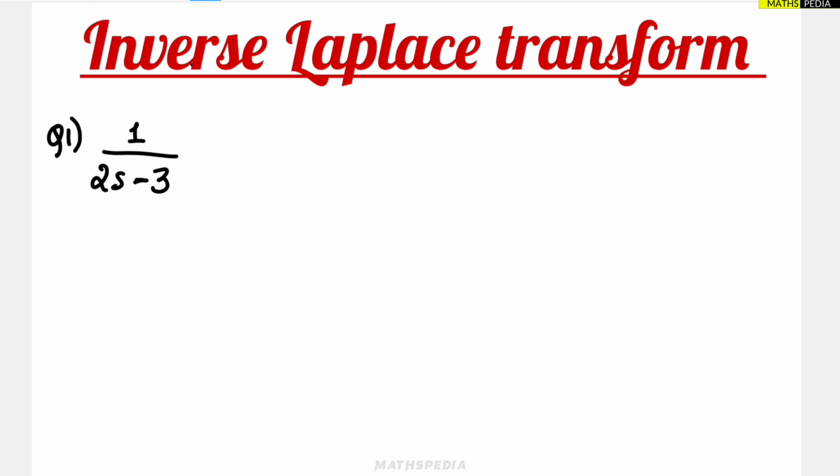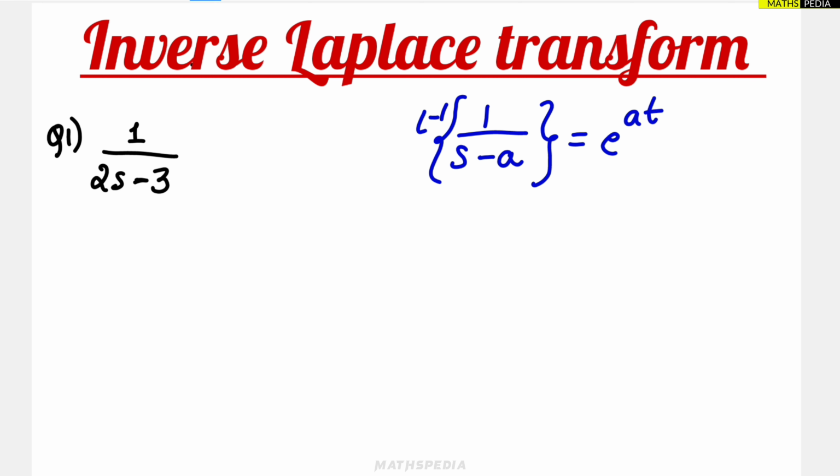If you see this problem, you'll understand it can be related to the 1 by s minus a formula. The Laplace inverse of 1 by s minus a is e power at. Now we have to try to bring it into s minus a form, but 2s minus 3 is not in s minus a form. So whatever the coefficient is, you have to make it 1, because in the formula it is 1. So we will take that coefficient outside as common.